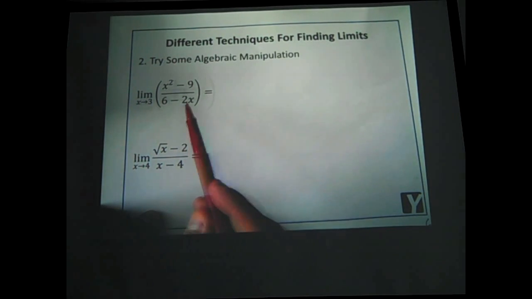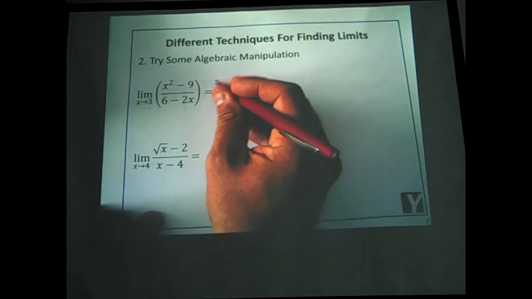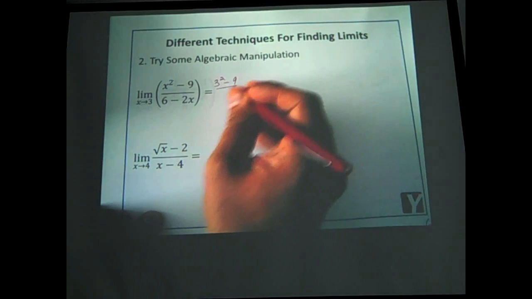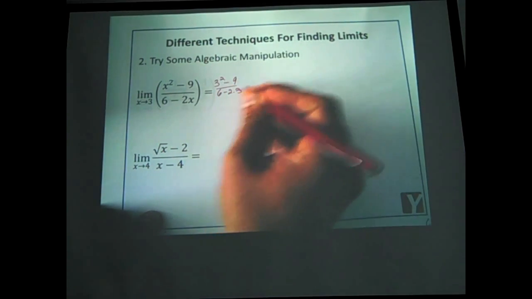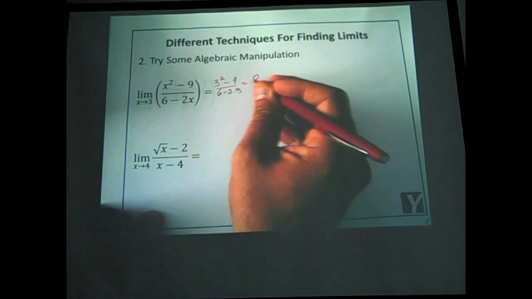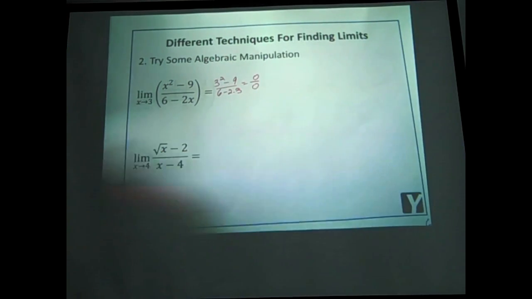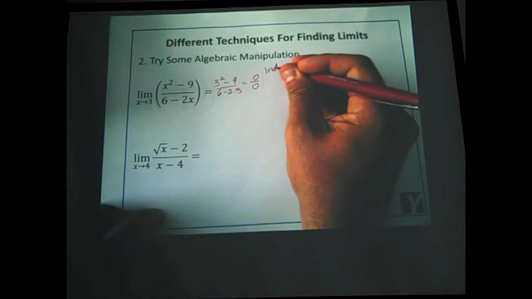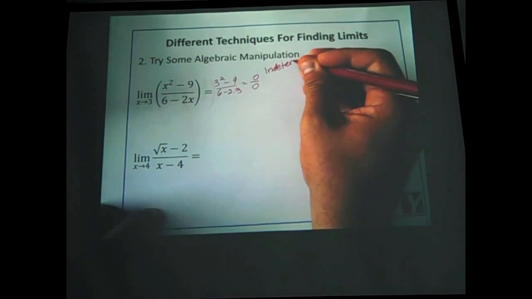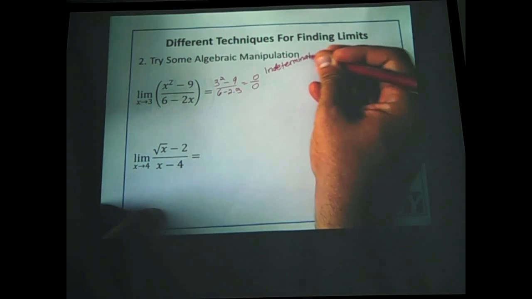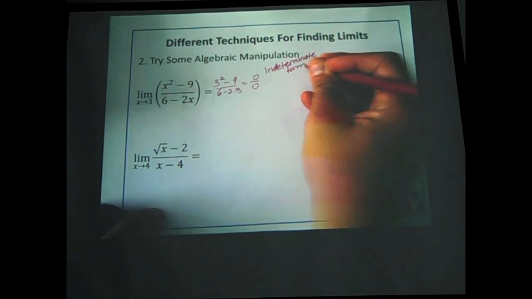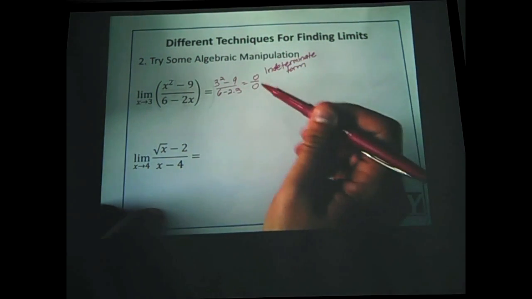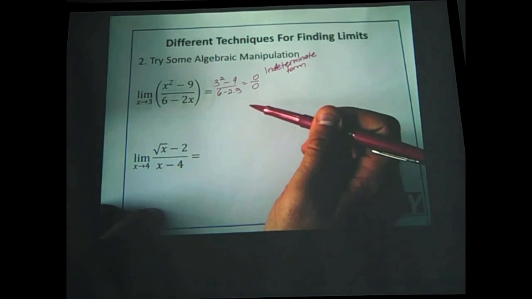If all that I know to do is plug in, we're going to get (3 squared minus 9) over (6 minus 2 times 3). The numerator is equal to 0. The denominator is equal to 0. Usually as a class, this is where we say, uh-oh, it's the indeterminate form. I-N-D-E-T-E-R-M-I-N-A-T-E, indeterminate form.